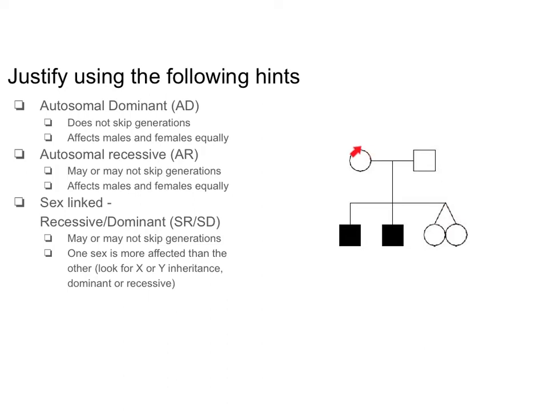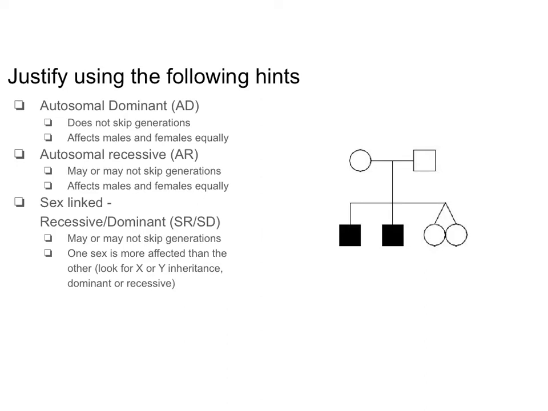So the females are shown as circles, the males are shown as squares, and the shaded individuals, like you see here, are the ones who are affected. So let's start with autosomal dominant. We're going to go through this list for each of these to see if we can eliminate or support the claim that it is that type of pedigree.